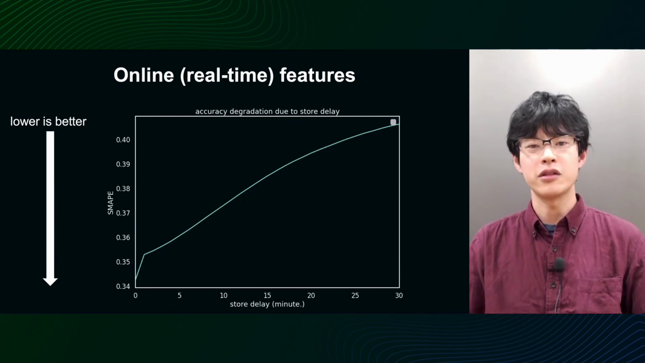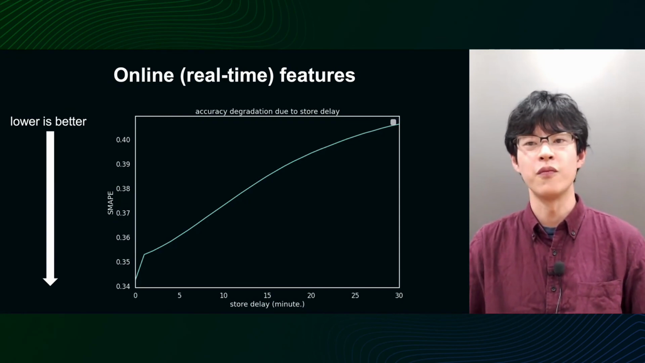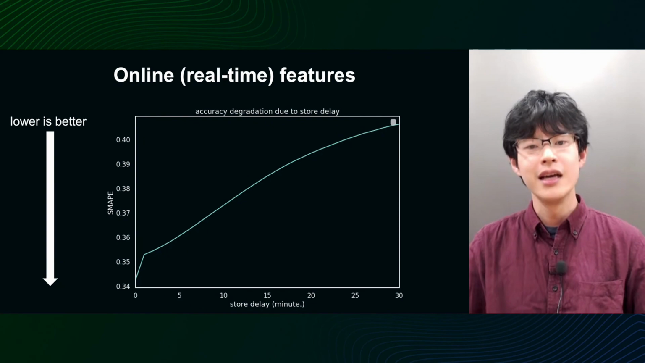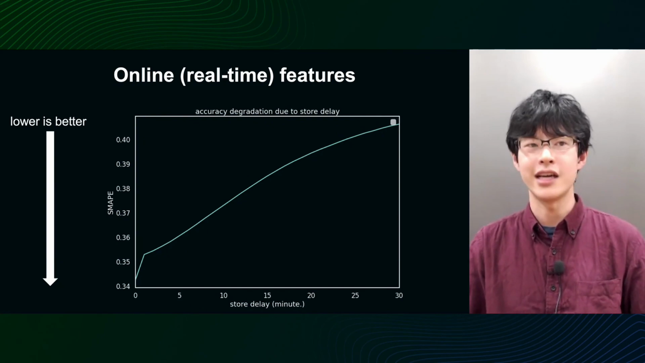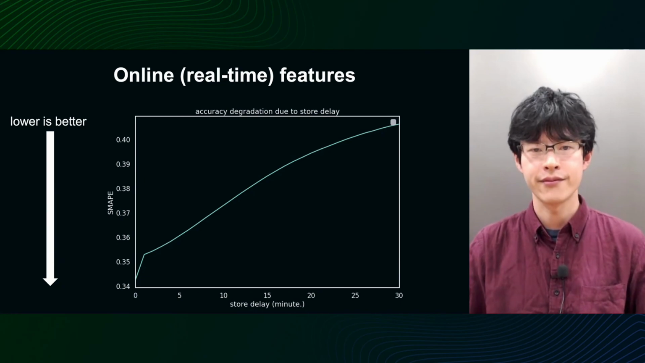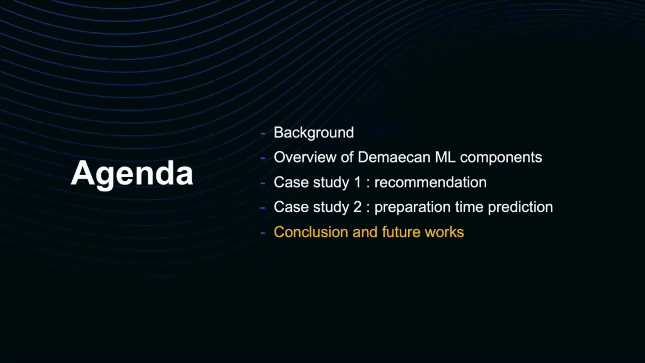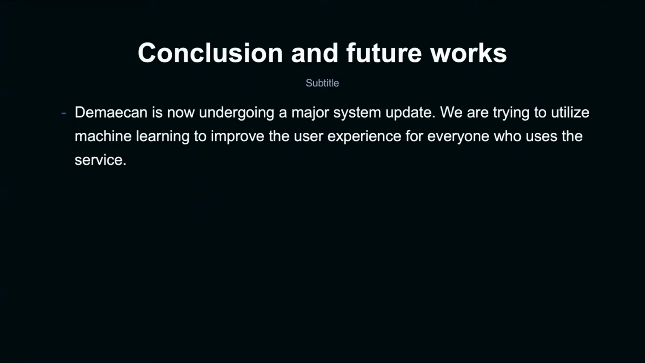As for the actual delay, thanks to the efforts of KTSL, the team in charge of streaming processing, we are now able to aggregate the data in about 30 seconds, which is less than a minute. Therefore, it is expected to contribute to the improvement of the accuracy of the real-time features and models. I talked about the lack of preparation time prediction. We have also looked at these 3 issues. There is no correct data for the ready time. There is a bias in the data depending on restaurants or region, and the time to be predicted strongly depends on the recent situation. Now that I have talked about the issues and the actions against them, I'd like to move on to the summary.